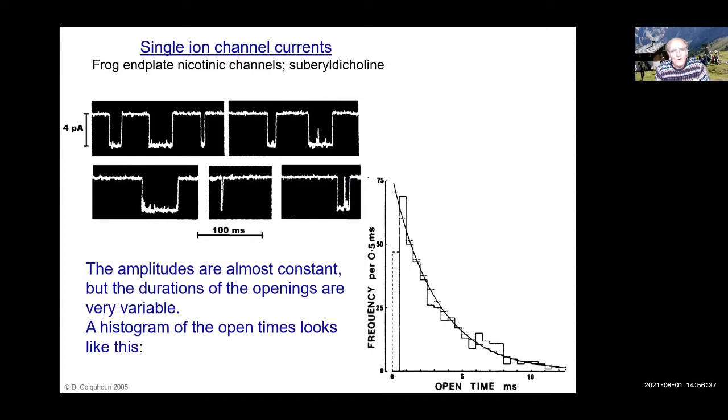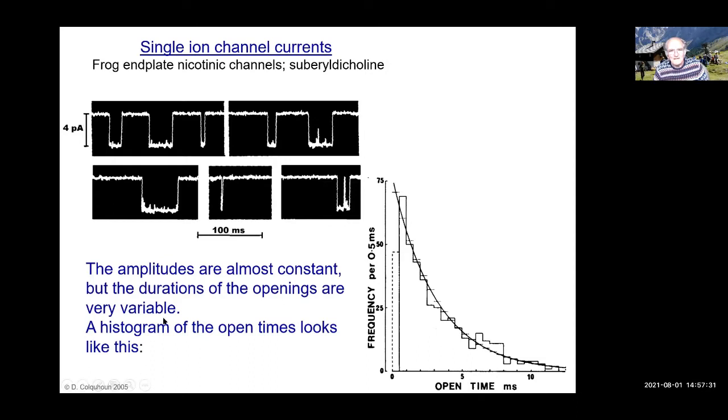So how can we solve the problem? How can we get the binding constant separately for the affinity and the efficacy, or more generally, the rate constants for the opening and shutting and for the binding and unbinding? Well, what we're faced with is a lot of openings that look something like this. And we see the amplitudes are almost constant, but the durations are very variable. If you have something very variable, a usual way to look at the characteristics is to plot a distribution, a histogram, showing the frequency of openings of different durations.